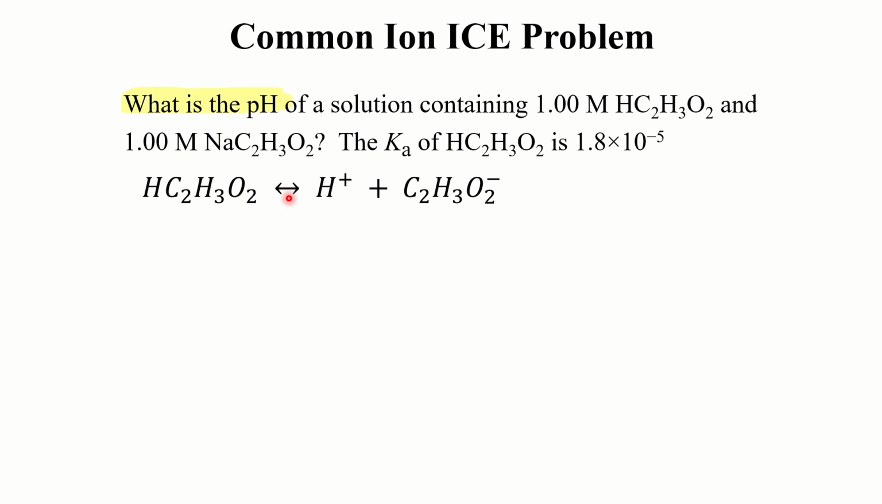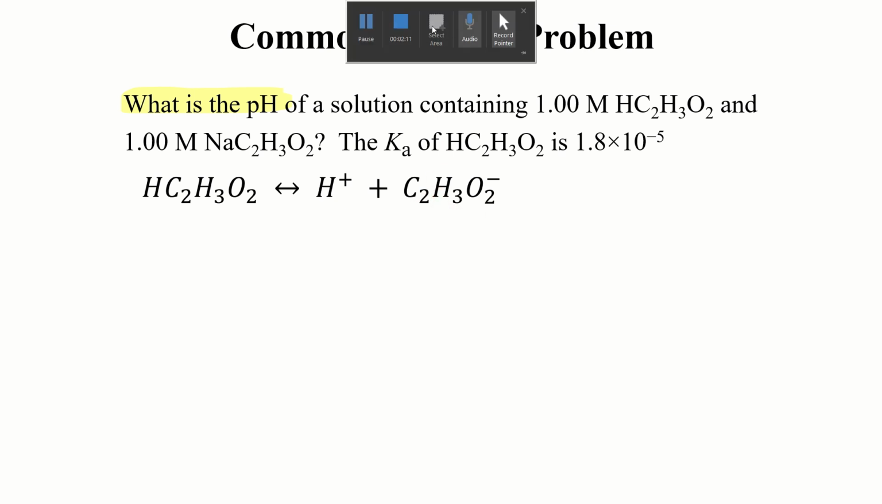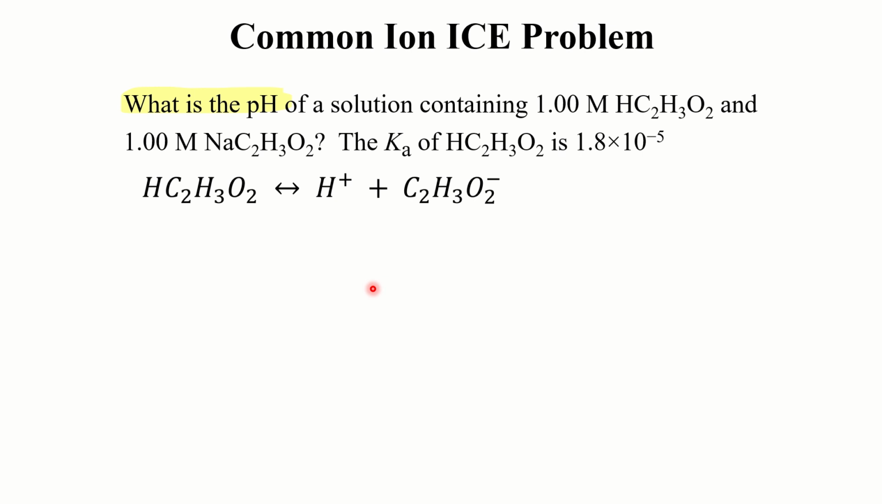So we have acetic acid, and I'm using the equation editor, so this is how the double arrows look in the equation editor. This is meant to be the equilibrium arrow, forward and reverse, forming the H plus and the C2H3O2 minus. Next, we can set up our ICE table. We're calling I initial, C change, and E equilibrium. Our initial concentration of acetic acid is 1 molar. Our initial concentration of H plus is 0 molar, and the initial concentration of acetate is also 1 molar, coming from the 1 molar sodium acetate.